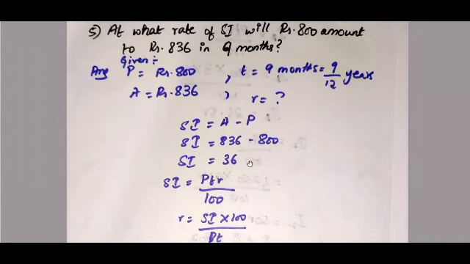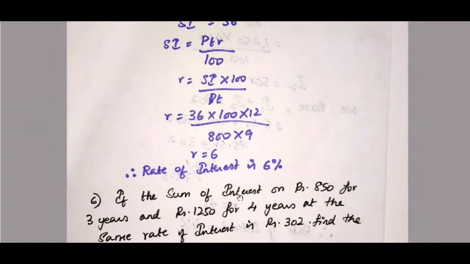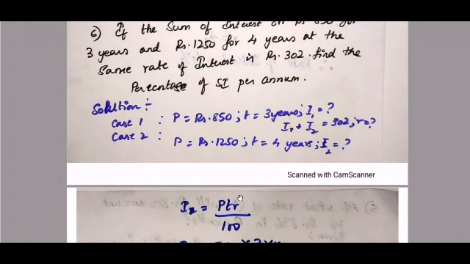The simple interest is equal to amount minus principal. Simple interest is 836 minus 800. Simple interest is 36. So we have the simple interest. Can we calculate the rate of interest? PTR by 100, so R is equal to simple interest into 100 divided by PT. So R is equal to 36 into 100 into 12 divided by 800 into 9. So rate of interest is equal to 6%.